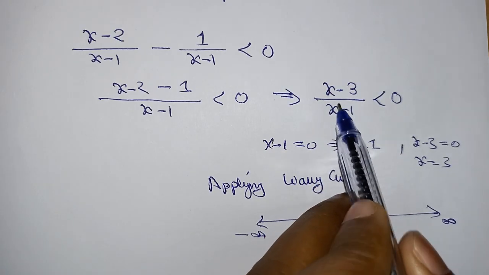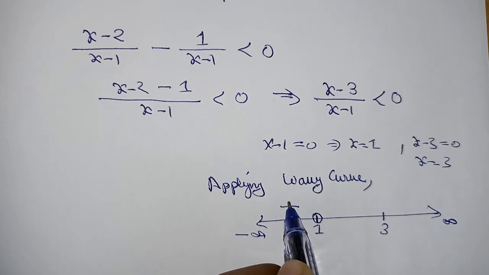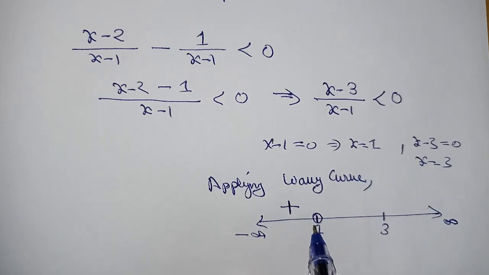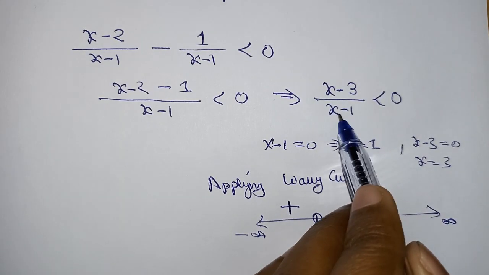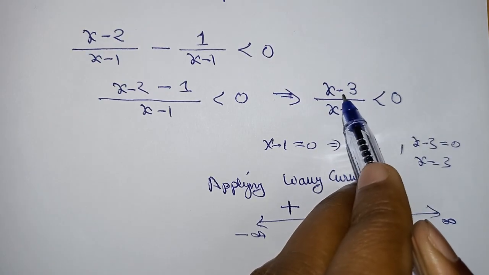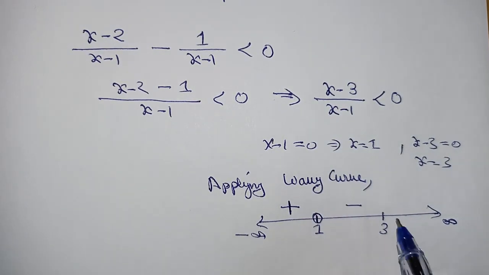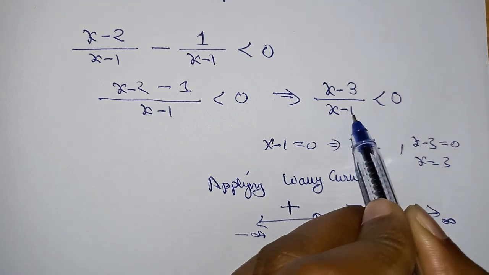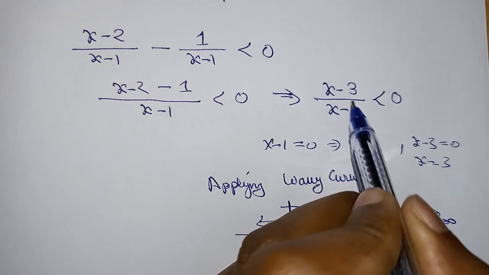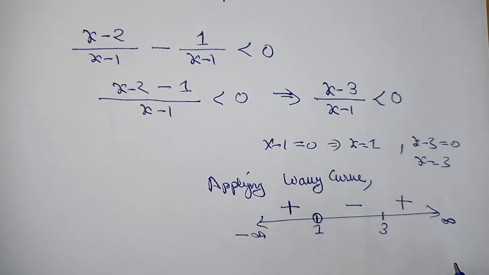So negative is cancel out, so all values will be positive whenever we take values less than 1. And now when we take values greater than 1 and less than 3, this value will be positive and this value will be negative. So positive times negative will be negative, and similarly all values which are greater than 3, this value is positive and this value is again positive, so this will be positive.